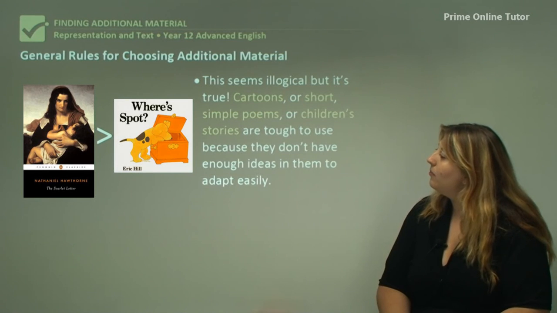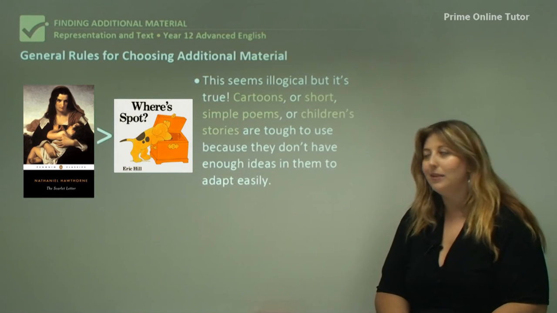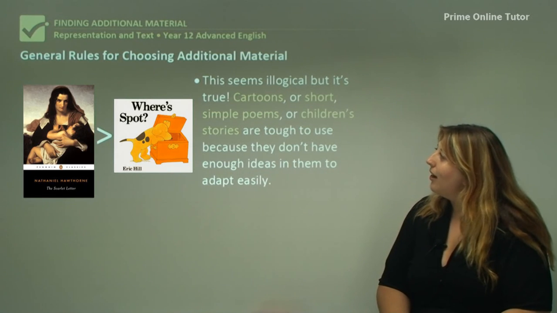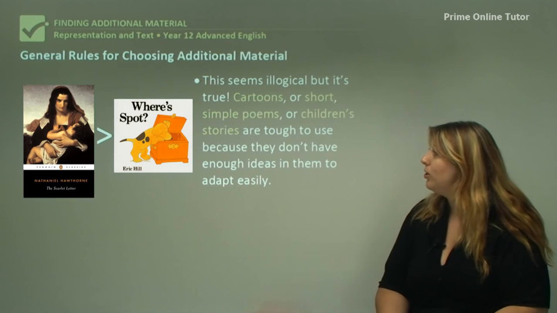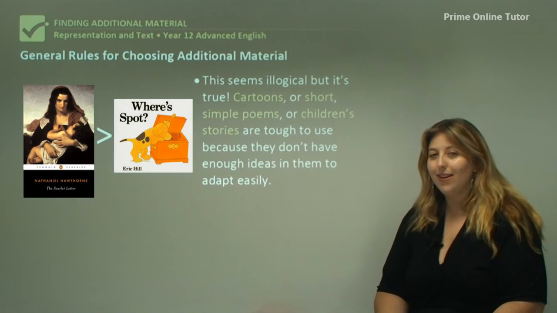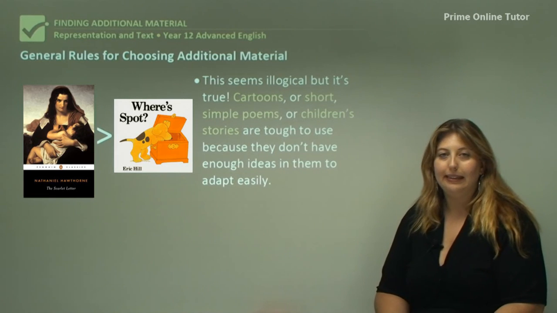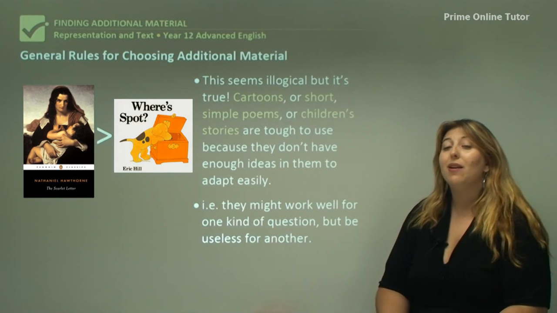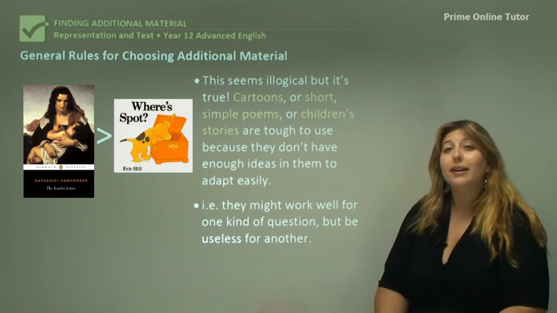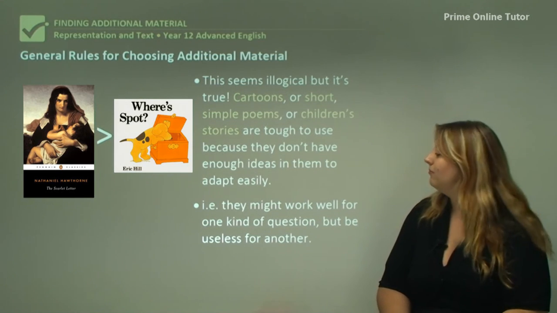Generally, it's always better to pick a complicated additional material than a simple one. And it does seem kind of illogical, but it's true. Cartoons, short simple poems, children's stories, they all end up being fairly tough to use because they don't have enough ideas in them to really adapt easily. So generally you'll find that they might have one conflicting perspective in them or one aspect of history and memory, so they'll work great for one kind of question, but they really don't have much to say on another.